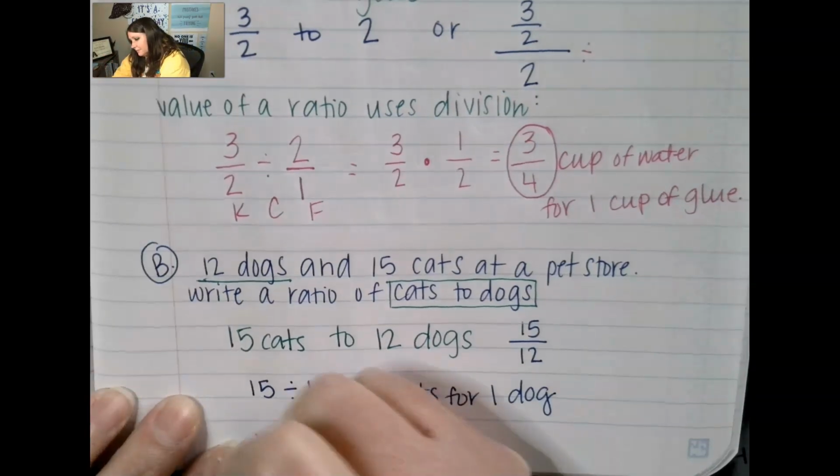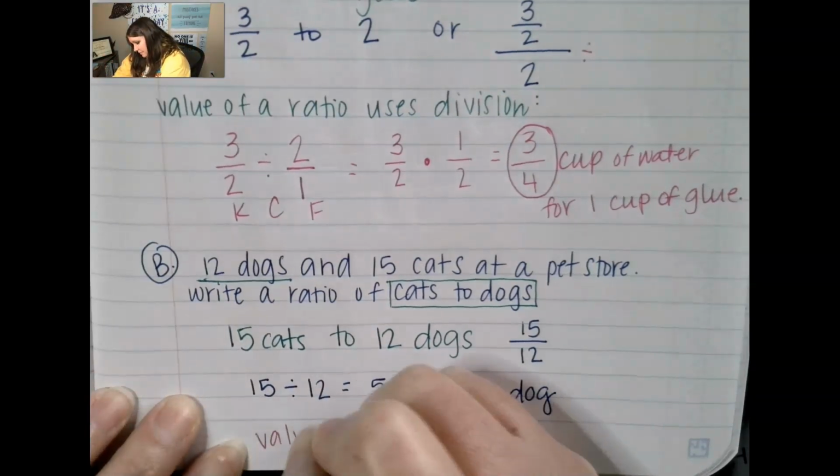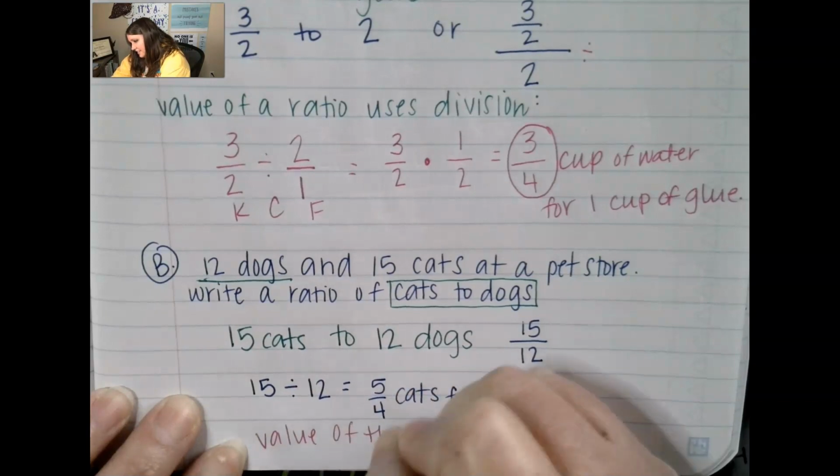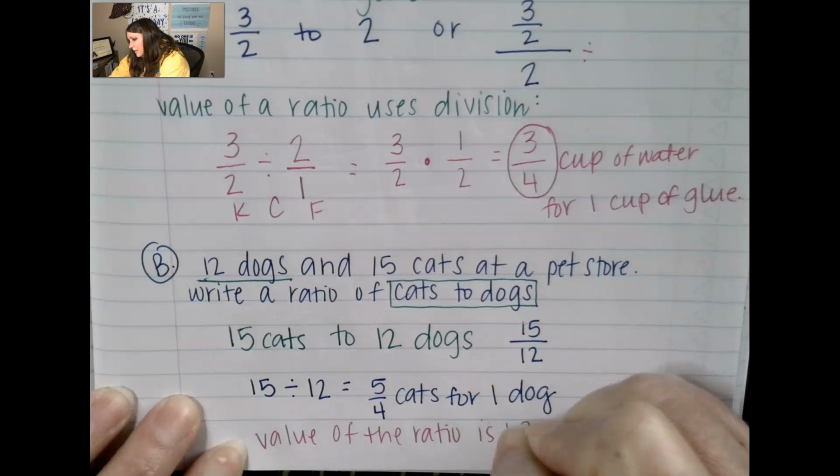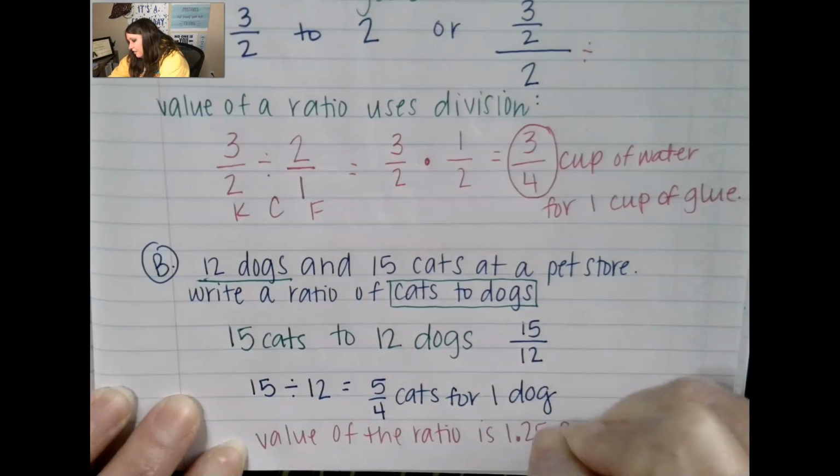So the value of the ratio is 1.25 for 1 dog.